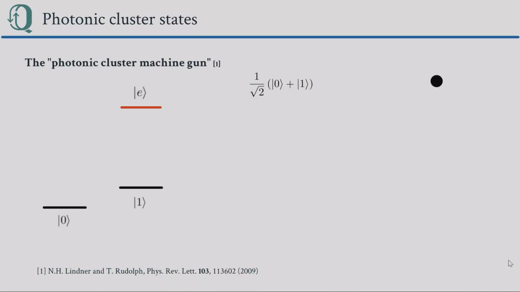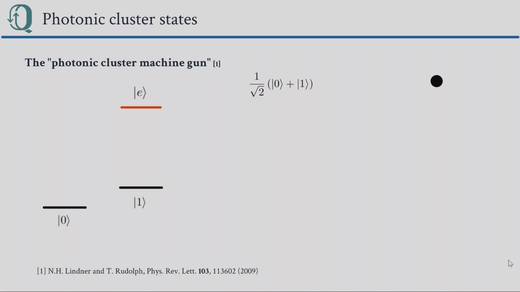So here, there's been this proposal for a so-called photonic cluster machine gun. I don't know whether the name is fitting or not, but it's quite fun. The idea is basically, if you have some quantum emitter consisting of three states, you have two stable ground states, 0 and 1, to encode your qubit in, and then you have some excited state that you can decay and collect the light. Then basically what you do is you start by preparing a superposition of 0 and 1. Then you shine a laser pulse and excite it. And then you just let it decay and collect a photon.